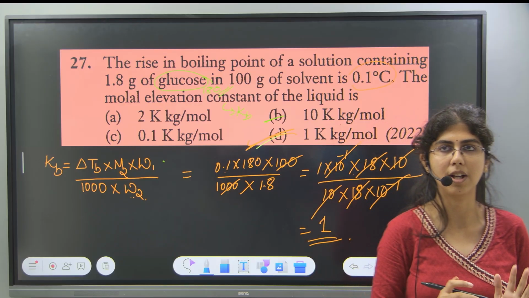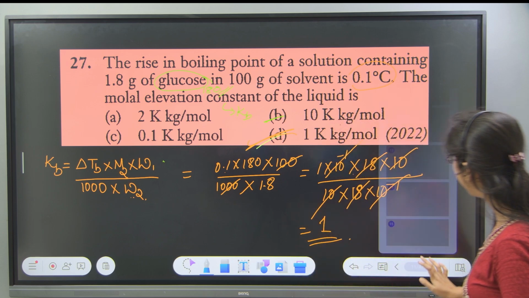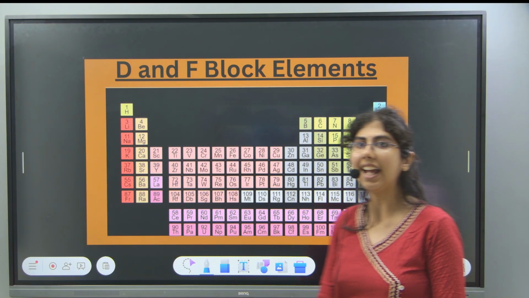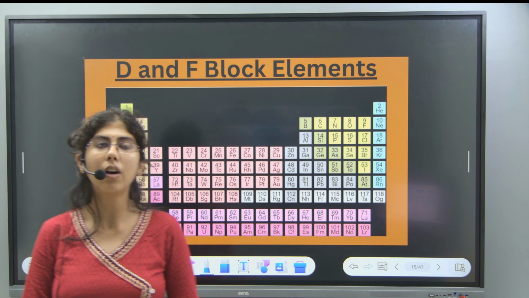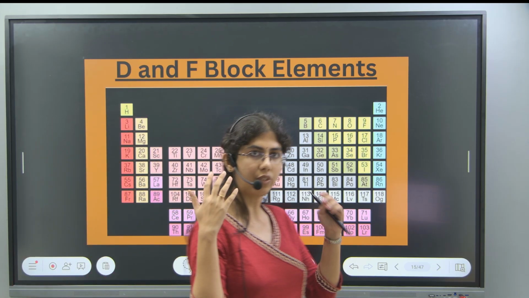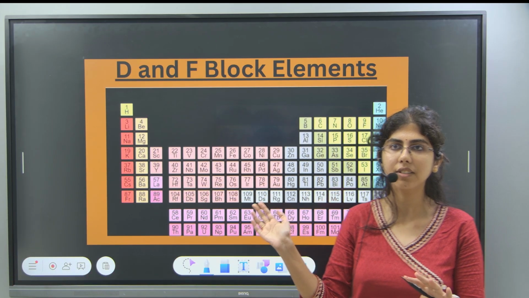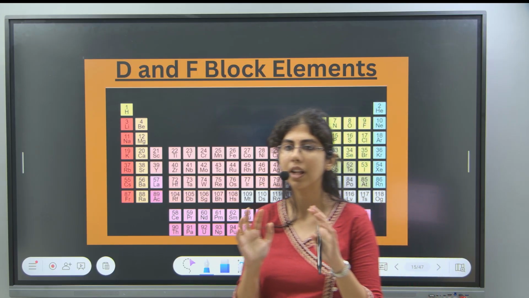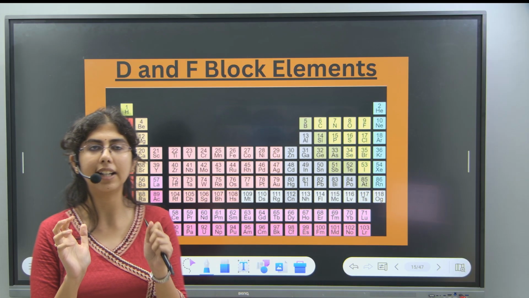Part from this solution chapter. Fine. Now we are going to start with a new chapter, that is D and F block elements. For some students, for some centers it has been started, for some it has not been started, but let us have a very brief idea about D and F block elements.